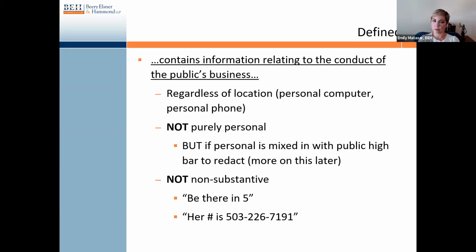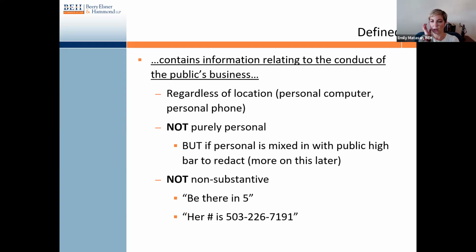But, and here's the note, if personal information is mixed in with information relating to the conduct of the public's business, then it's a high bar to redact that. Our advice, the best practice, is to keep personal stuff on your personal devices and from your personal email address, and public stuff on public devices and from your public email address. I understand that doesn't always happen, but that's the best practice.